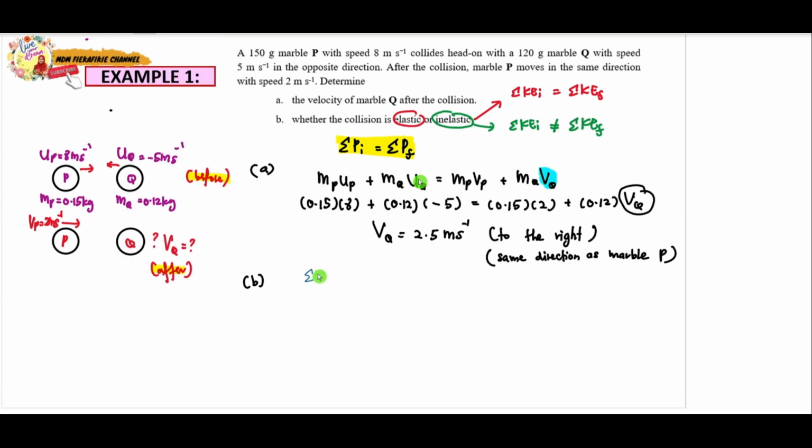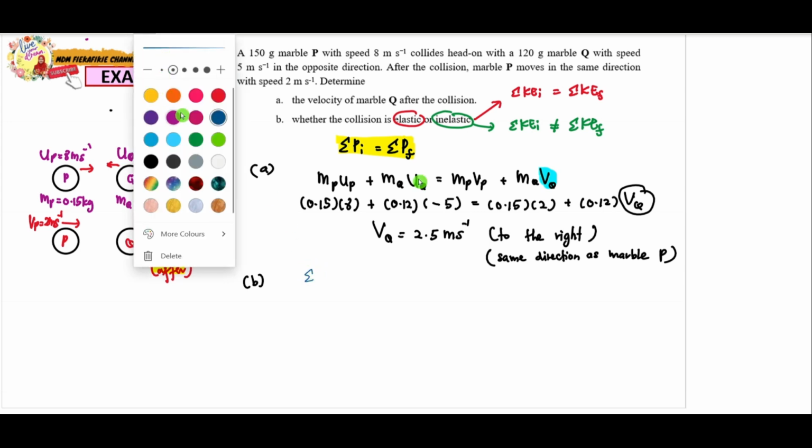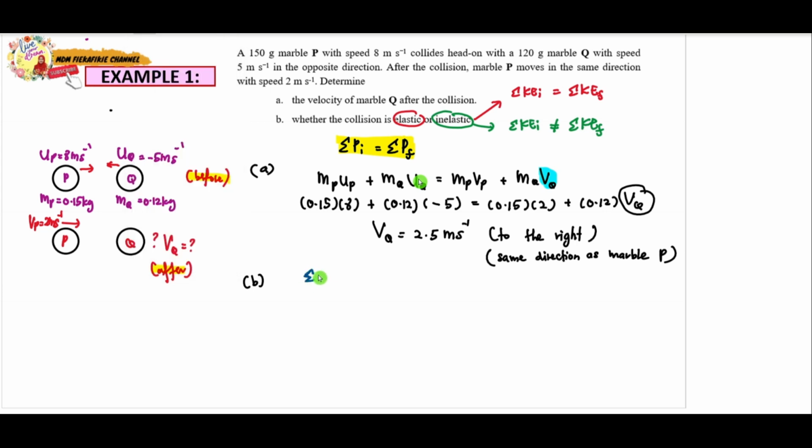So total kinetic energy initial is equal to kinetic energy initial for marble P plus kinetic energy initial for marble Q. Okay, so the equation for kinetic energy is half mv squared.